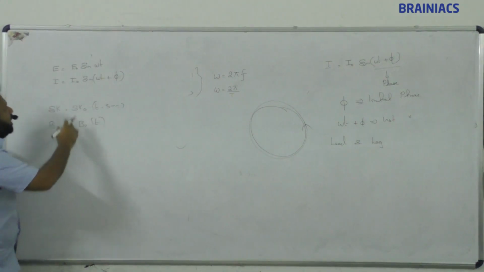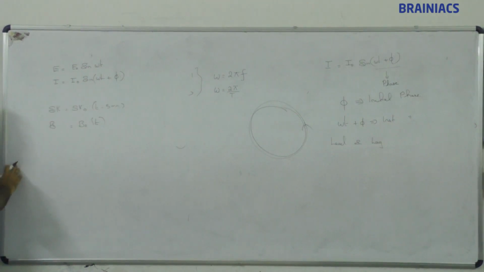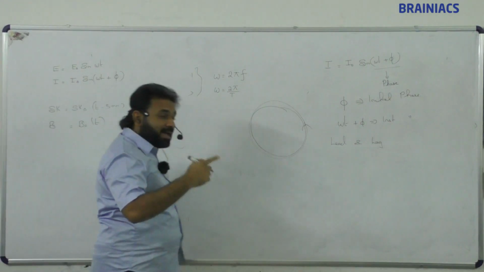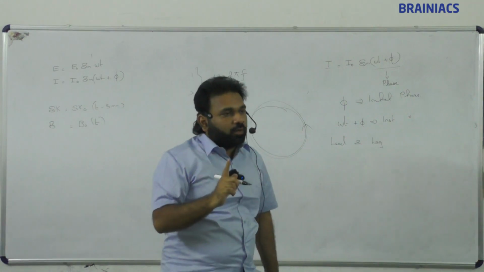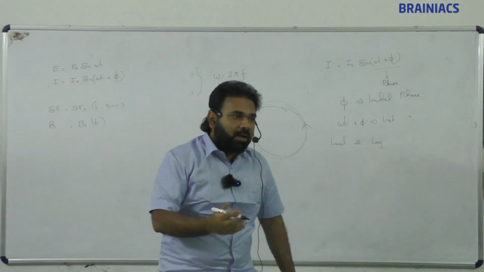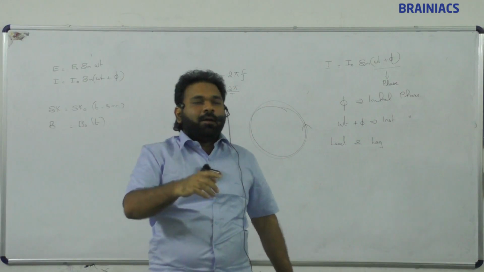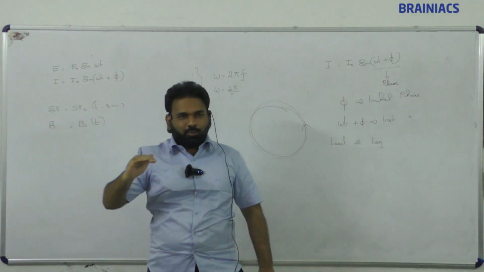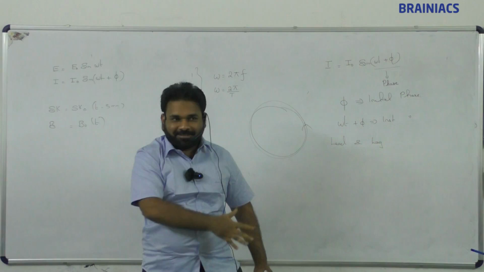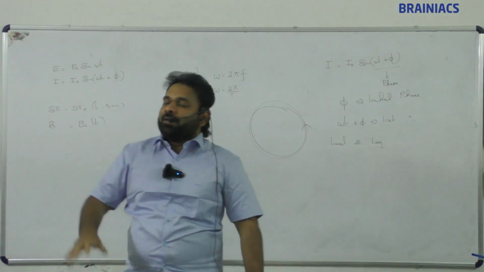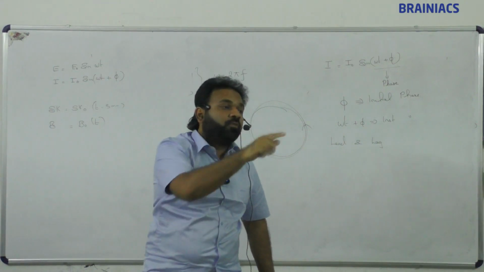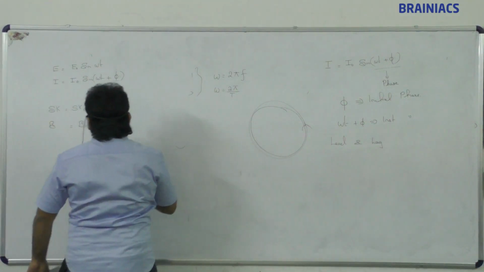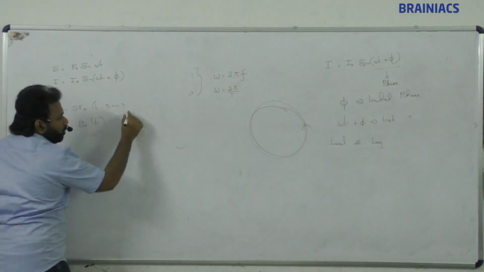Same way, if I is equal to I naught sin omega t plus phi, it means I is leading the voltage by phi. I is leading voltage by phi. Don't get angry. The meaning of this is that I will attain its maximum value before E.